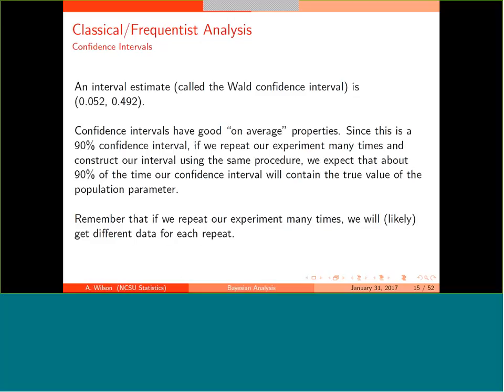What do I mean by that? If what I've constructed here is a 90% confidence interval, what I mean is that if we repeat our experiment many times, and every time you watch another 11 launches, you might see 3, you might see 4, you might see 2, you might get different data. But we repeat our experiment many times, we construct our confidence interval. On average, as we repeat those experiments many times, that confidence interval will contain the true value of the population parameter about 90% of the time.